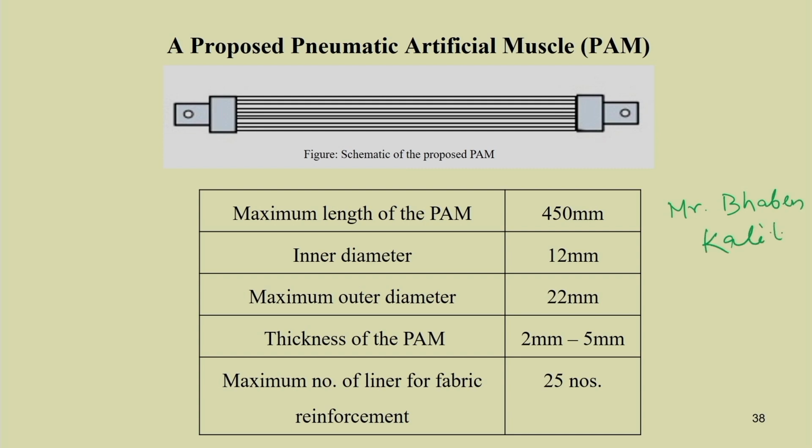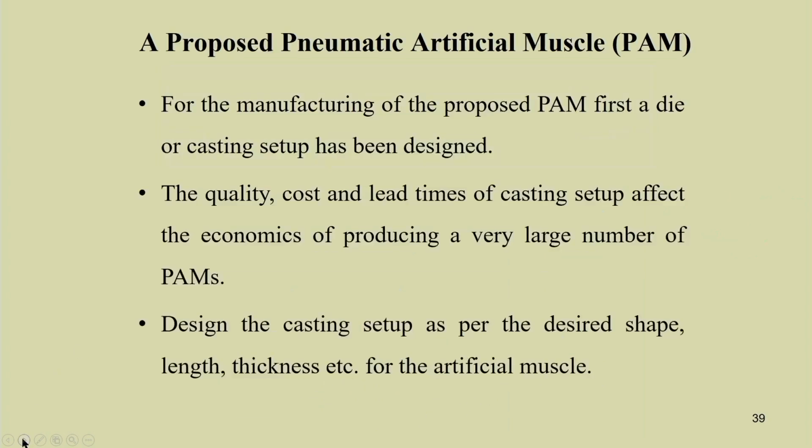So, here we have developed one artificial muscle by using this Muga silk and part silk. The muscle that we are showing here has a maximum length of 450 mm. The inner diameter is 12 mm, the maximum outer diameter is 22 mm, and the thickness is 2 mm to 5 mm. A maximum of 25 fabric layers have been put in for reinforcement.